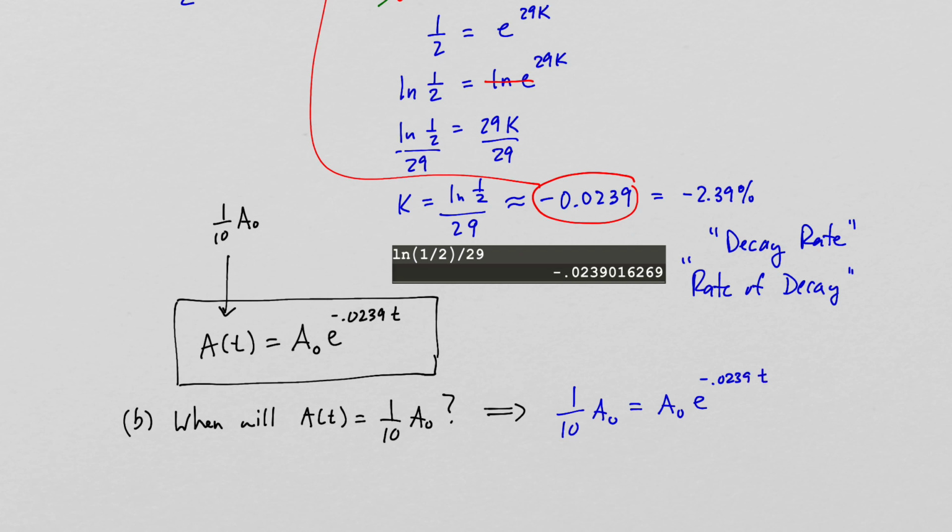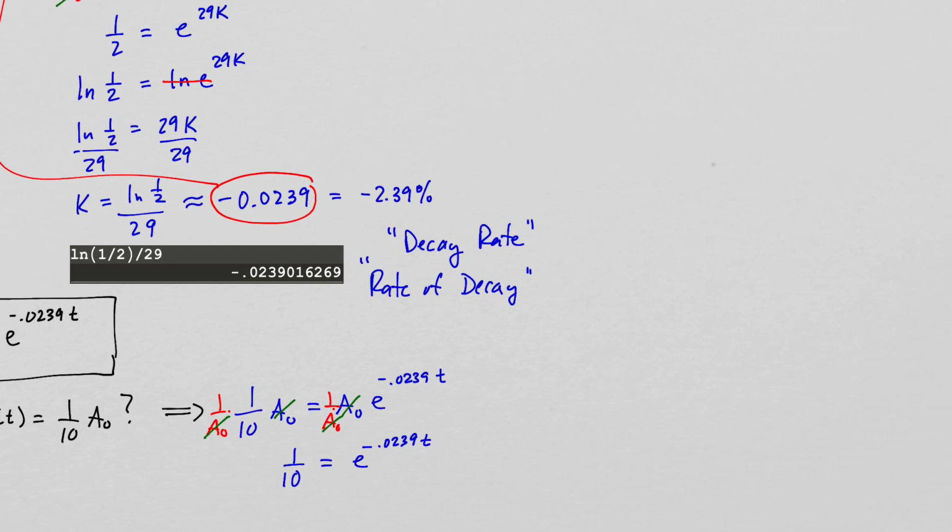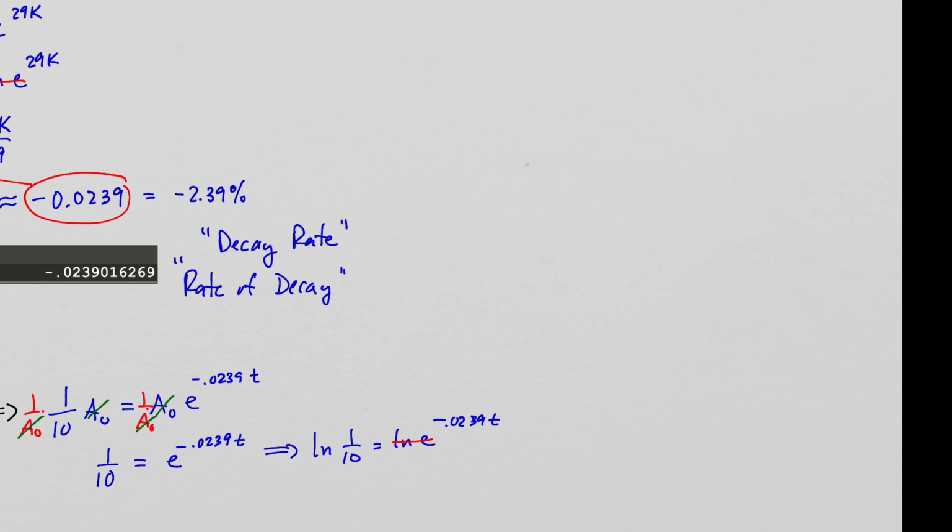If we then multiply both sides by 1 over A 0, on the left-hand side, the A 0s cancel out. On the right-hand side, the A 0s cancel out. And we end up getting 1/10 is equal to e to the negative 0.0239t. Now, to solve for t, I will just take the natural log of both sides. So we get the natural log of 1/10 is equal to the natural log of e to the negative 0.0239t. Once again, the natural log and e cancel out here.